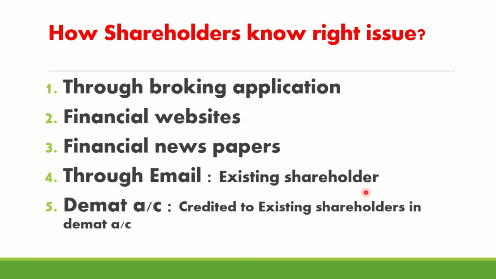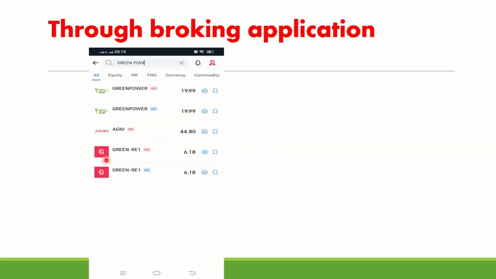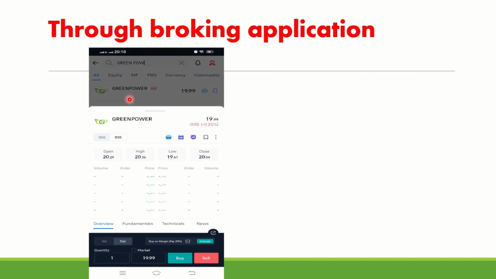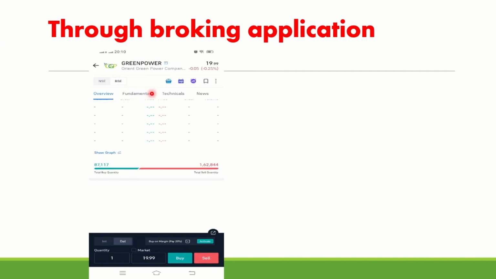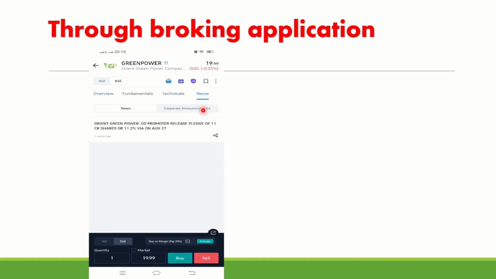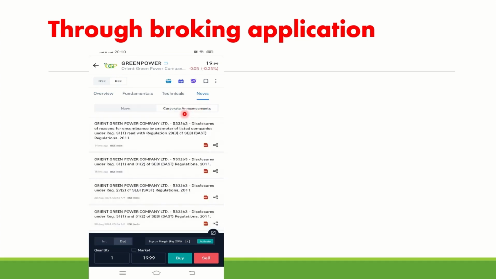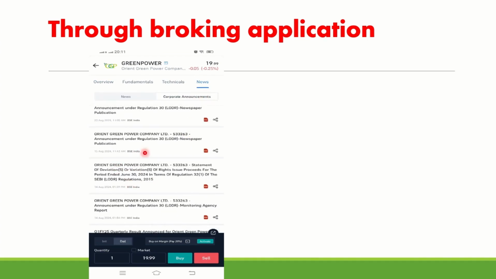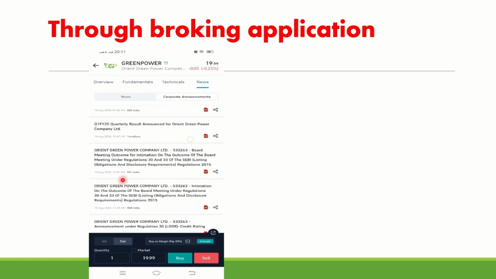So I will show you a practical example of these things through a broking application, how they will get it, in a sense. Say for example, this is one of the broking applications. From here, you can just select the respective company. From here I am selecting Green Power, because they announced a rights issue currently. Under that you can go to news. This is an Indian broking application. Under corporate action you can come here.